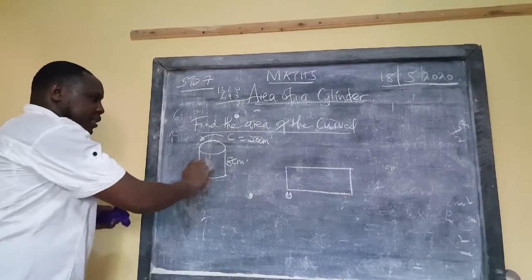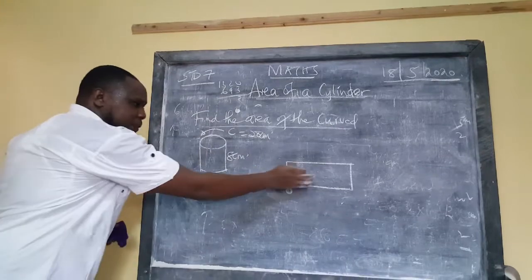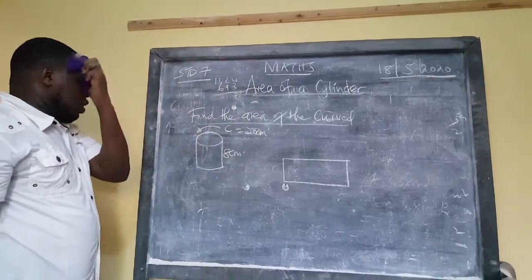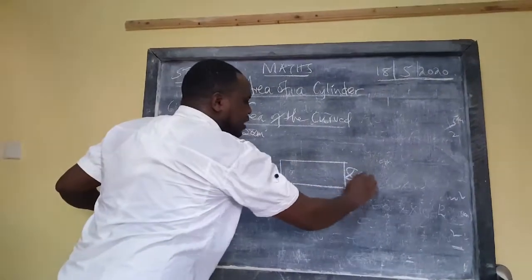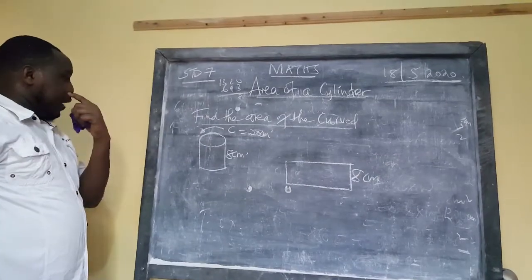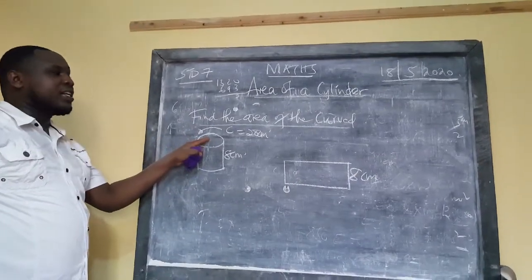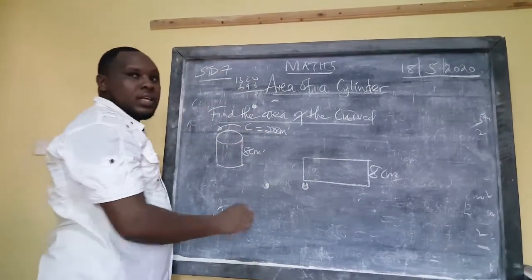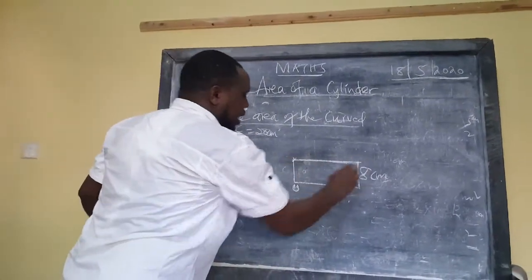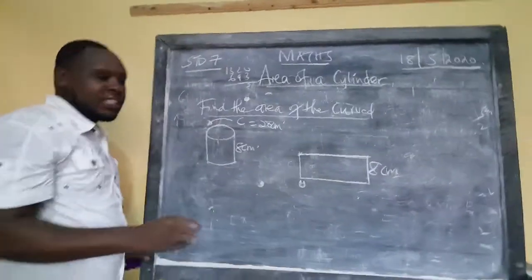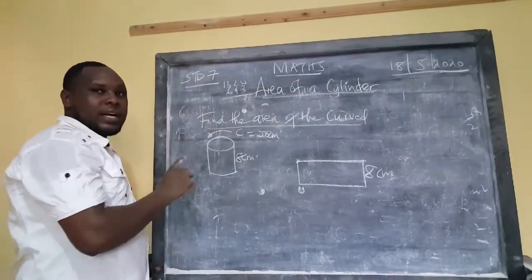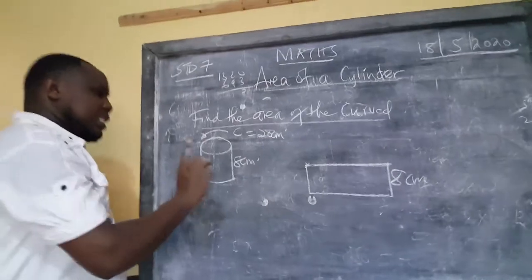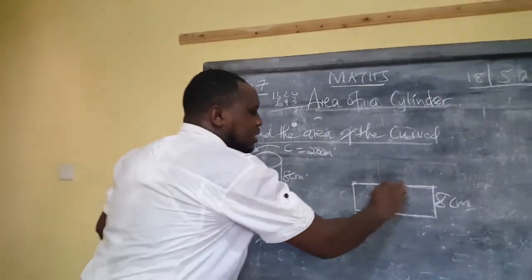The rectangular part, not the circulars. This part only is what we call the curved surface. So our curved surface has a width of 8 centimeters. And we are told this one has a circumference of 20 centimeters. What did we say, Lana? That the length of this particular rectangle is the circumference of the circle. So the circumference of the circle is 20 centimeters.